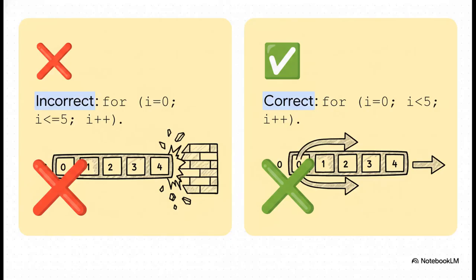And this slide right here shows the classic loop mistake. On the left, see that i <= 5? That condition will cause the loop to run one last time when i is 5. But remember, our last valid index is 4. So the code tries to access grades[5], which doesn't exist, and that can crash your program. The correct way, on the right, is i < 5, which makes sure the loop stops right after it processes index 4. That tiny little character makes all the difference.